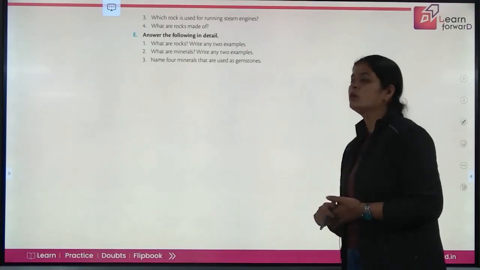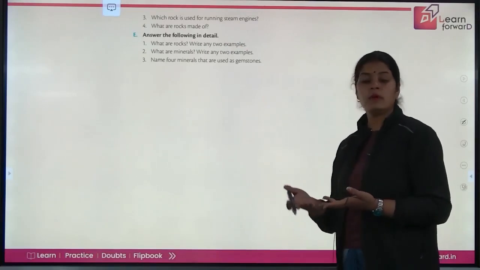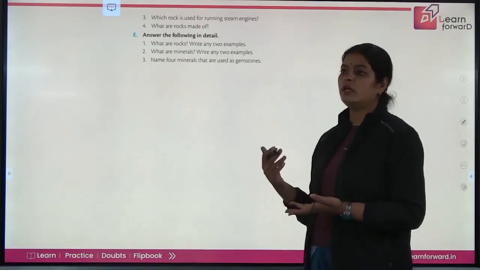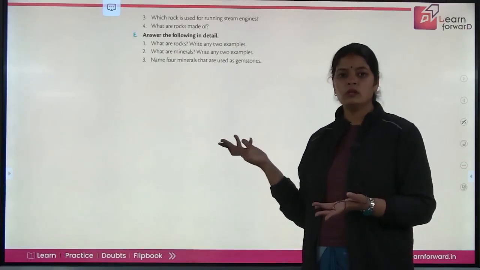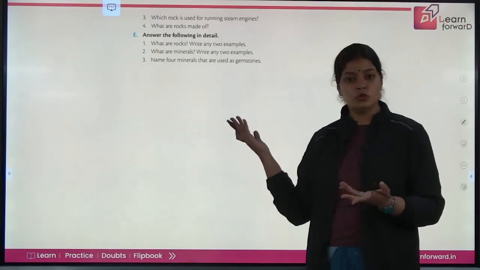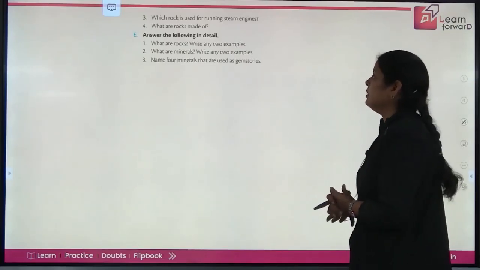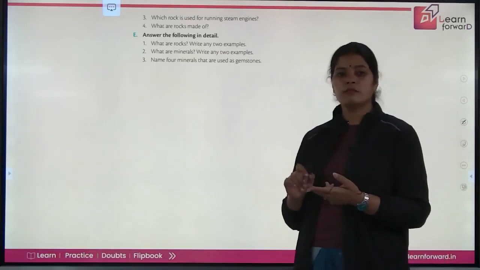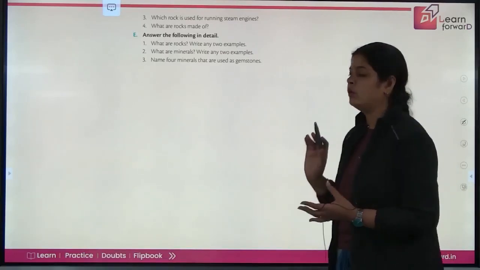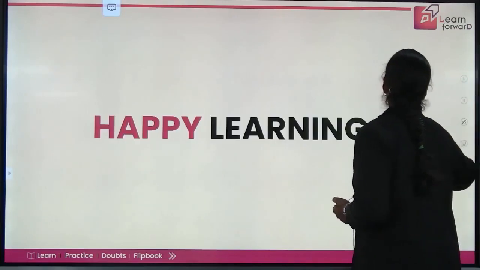Write any two examples. So you can name any of the gemstones. You can name silver, gold is a mineral and ruby is a mineral. Name four minerals that are used as gemstones. Ruby, emerald, sapphire and garnet. So these are the four gemstones.